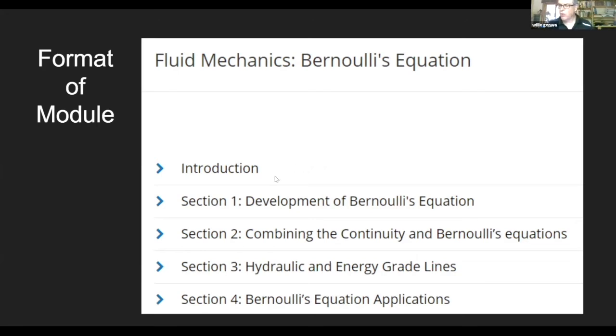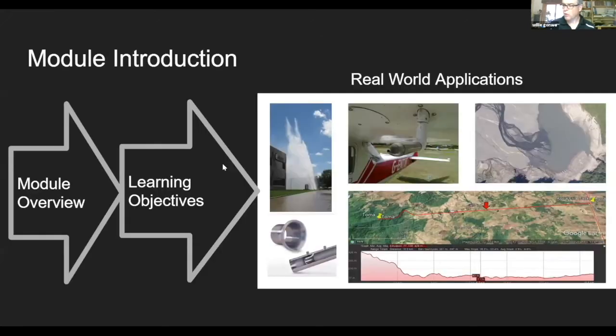And then we go over hydraulic and energy grade lines, which is a pictorial way of mapping how energy changes. And the Bernoulli's equation is really just a way of expressing the energy in the system. And then we finish up with section 4, where we have different applications of the Bernoulli's equation. We'll go over the introduction and those 4 sections.